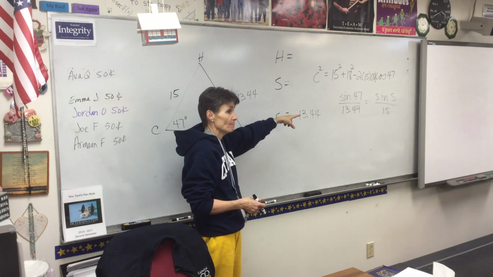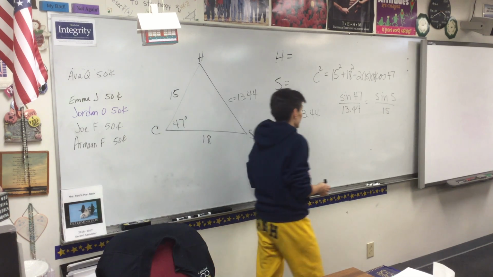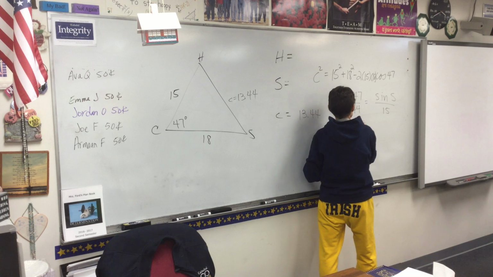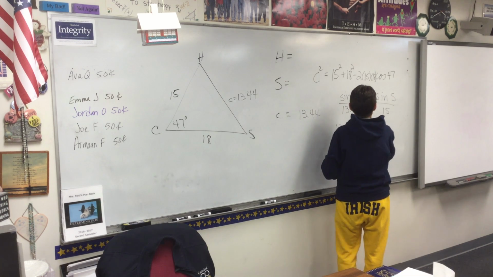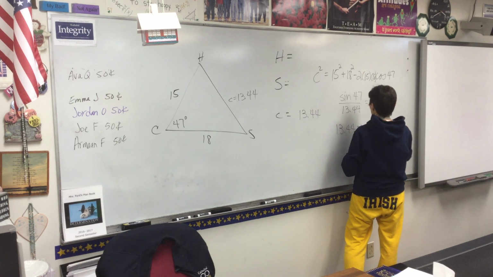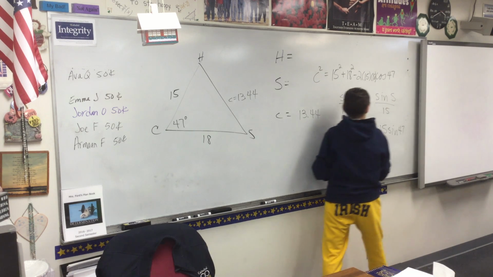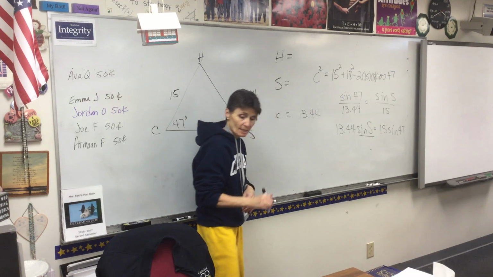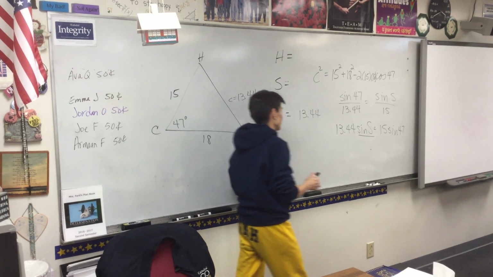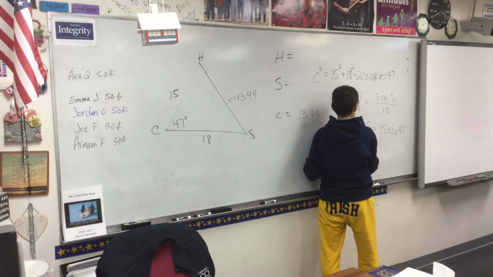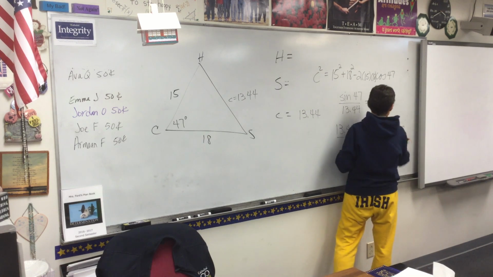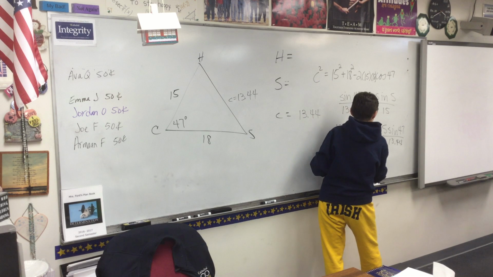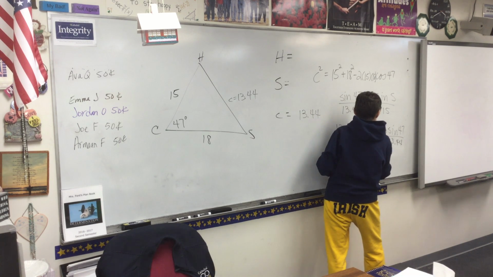So now how do I solve that? Well, I'm going to cross multiply, so 13.44 sine S equals 15 sine 47. Now, this is your variable, it's not separable, so what am I going to divide by? 13.44. So sine S equals that fraction.